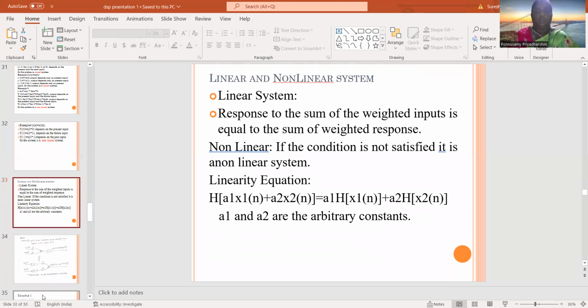The next system is the linear and non-linear system. So what is a linear system? The response of the sum of the weighted inputs is equal to the sum of the weighted responses. If the condition is not satisfied, it is a non-linear system. The linearity equation is: the transformation of a1 x1 of n plus a2 x2 of n is equal to a1 times the transformation of x1 of n plus a2 times the transformation of x2 of n, where a1 and a2 are arbitrary constants.